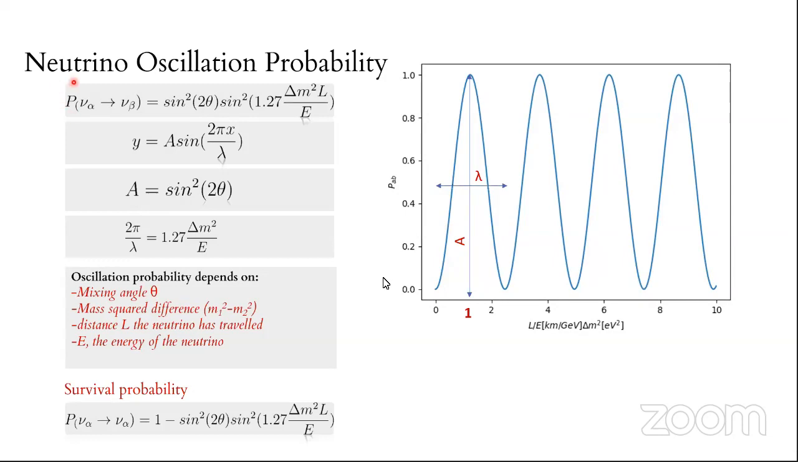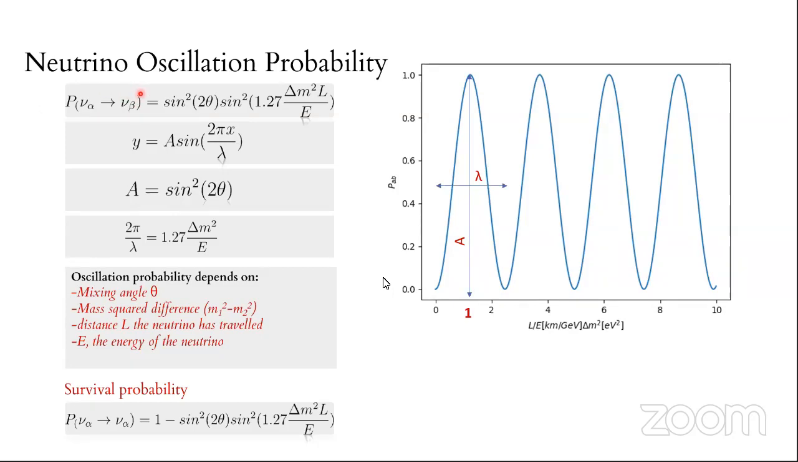shown here, P mu alpha mu beta, is the probability that a neutrino which started as flavor alpha gets converted into beta flavor, where alpha can be e, mu, or tau. It's not the alpha particle or the beta particle, please. But this is a suffix. Alpha can be electron, mu or tau. Beta can be electron, mu or tau.